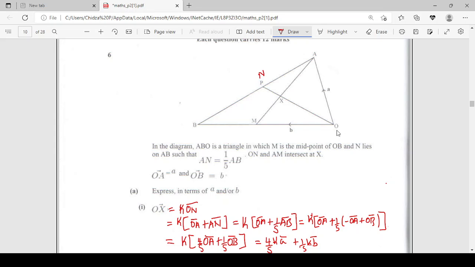If you go to the diagram, OX is on the line ON, but we don't know what fraction OX is of ON. So in that case, if we don't know what the fraction is, we can always represent that by a letter K or a letter H. In this case, I chose to say OX is K of ON. That means K is representing a fraction. So we're saying OX is a fraction of ON, and that fraction is represented by K.